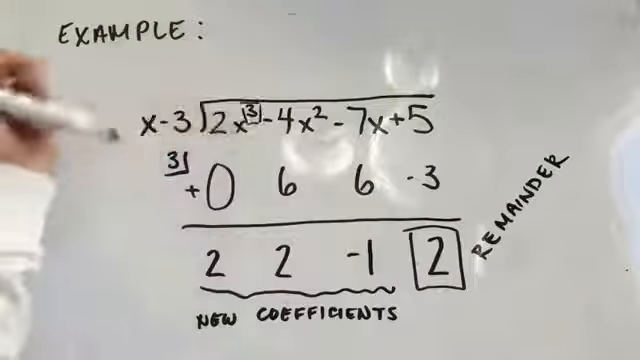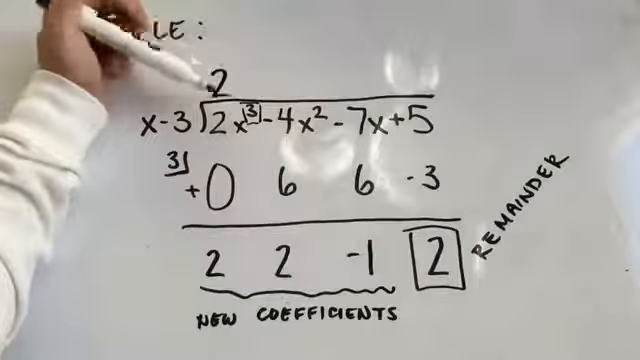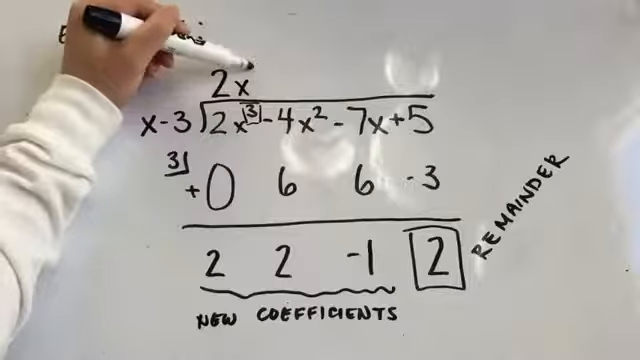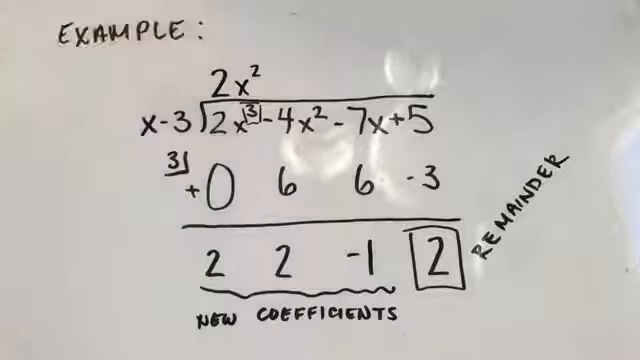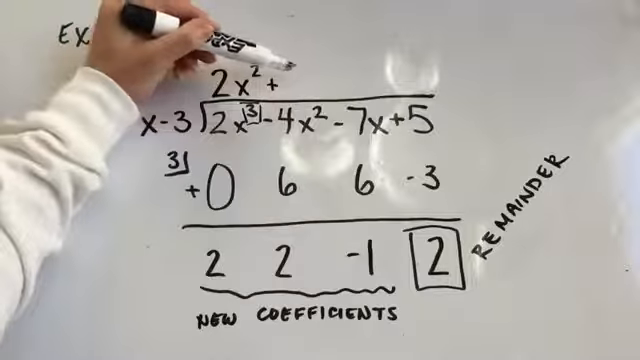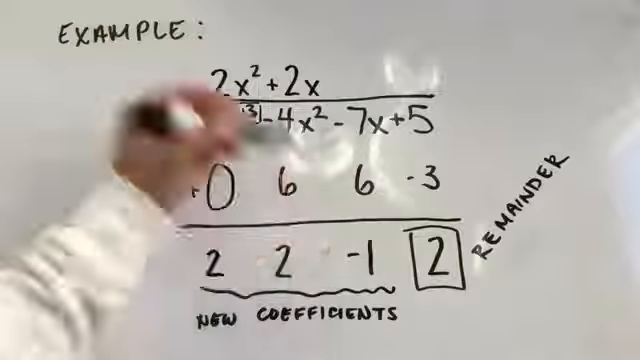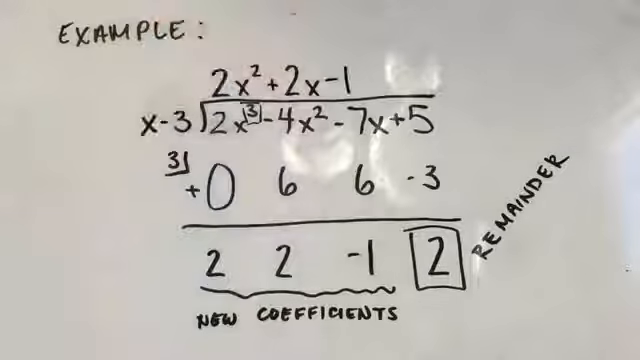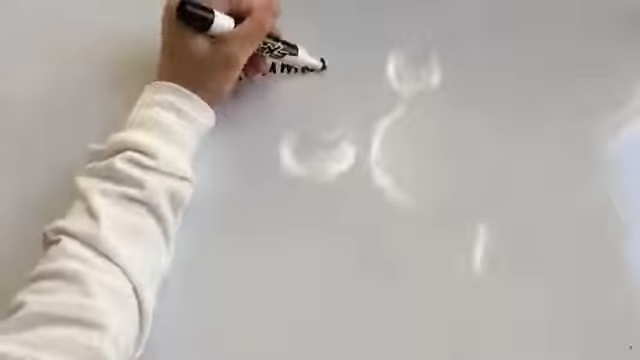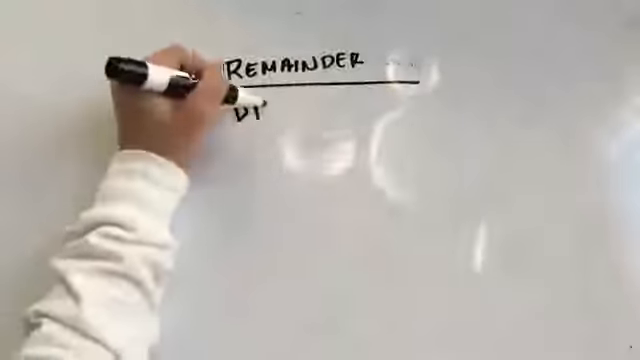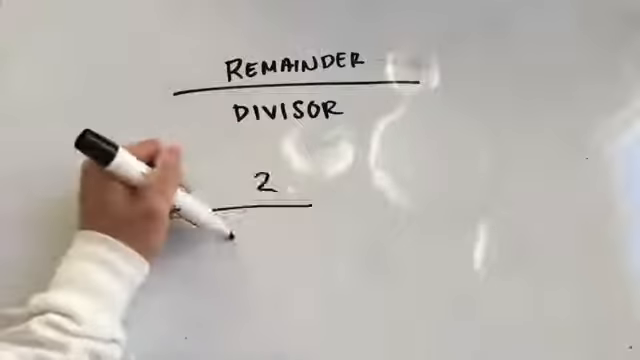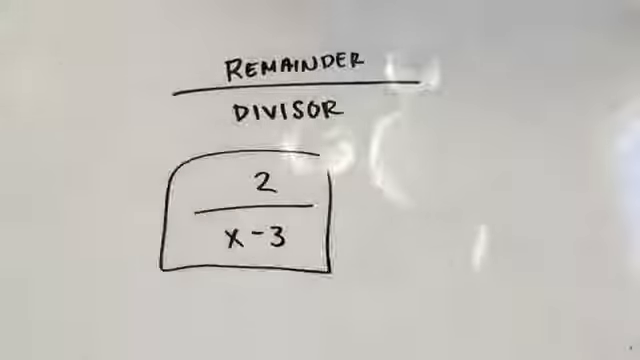Now we need to move our new coefficients to the top to create our quotient. So since the highest variable is x to the third, next is going to be x squared. So we have 2x^2 + 2x - 1. Now we have to move our remainder up as well. Now when we divide, the remainder always goes over the divisor. So in this case, we are going to have 2 over x - 3.